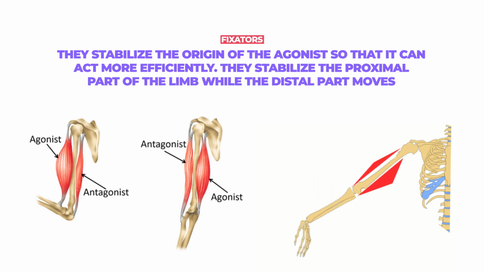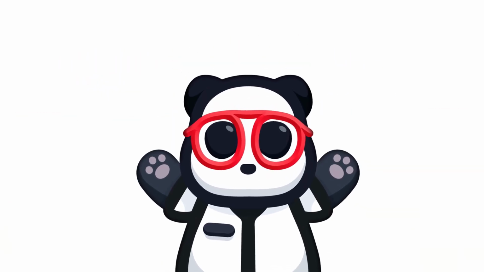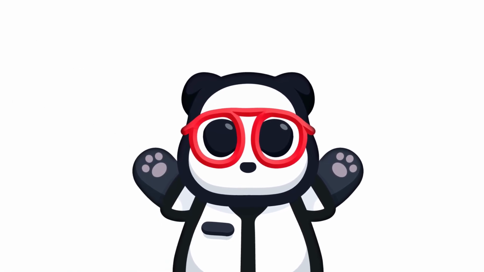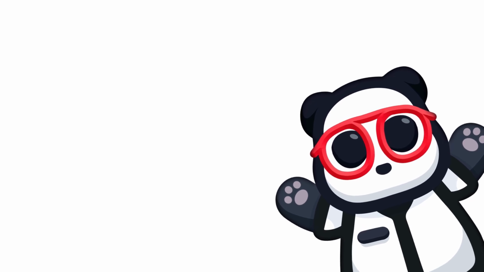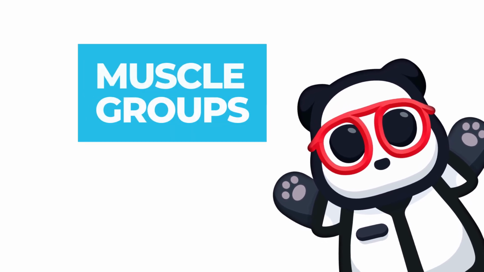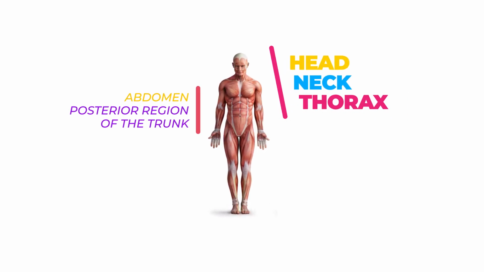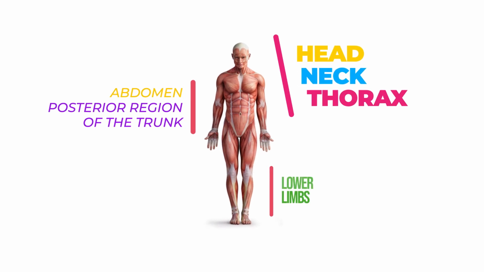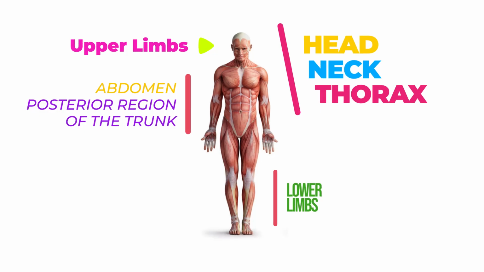And of course, we're not going to talk about the name of every single muscle because that would take too much time and be really boring. It's easier for you to follow the names in an anatomical atlas. So I'm going to talk just about the subdivisions of the muscles, which we'll call muscle groups. So we have a muscle group for the head, one for the neck, one for the chest, one for the abdomen, one for the posterior region of the trunk, one for the lower limbs, one for the upper limbs, the sense organs, and the perineum.